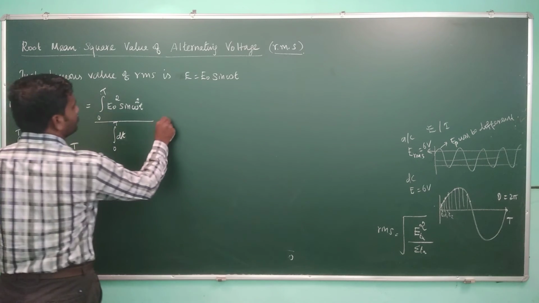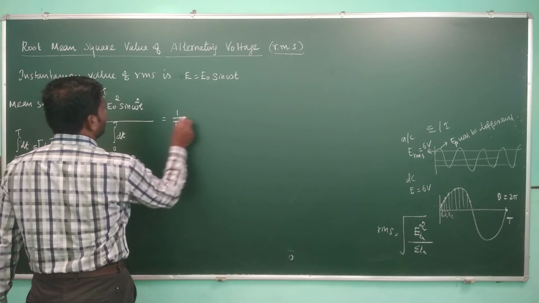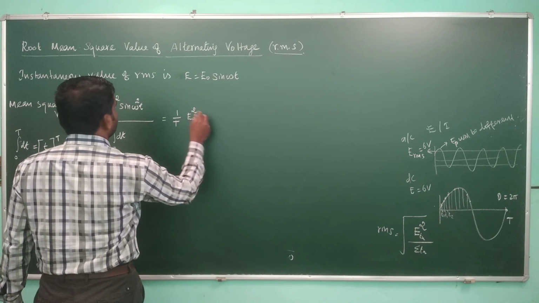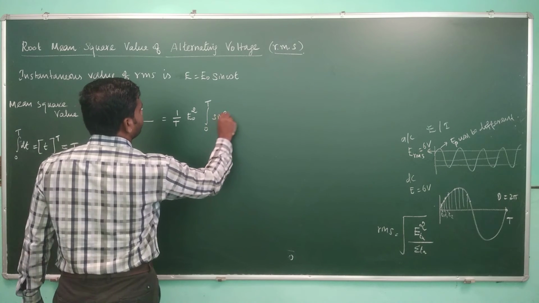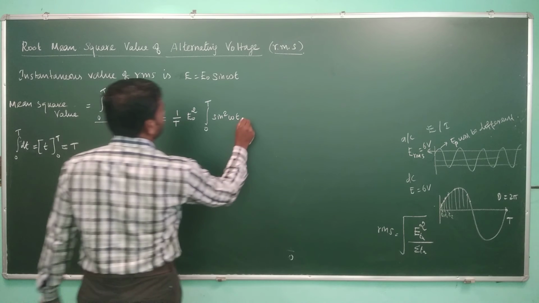So this becomes 1 over T, and E squared becomes E naught squared, which comes out as a constant. Integral of 0 to T sine square omega t into dt.